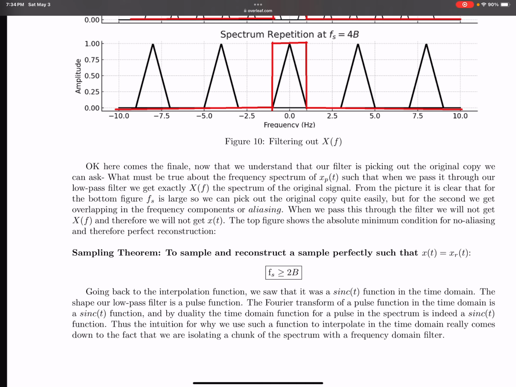And this is really why we have the sinc function. Nobody said, oh, we're going to interpolate, let's use a sinc function. It came more from just the math of creating this low-pass filter in the frequency domain that is isolating a chunk of the spectrum that we want to pick out. So that is all in the sampling theorem.